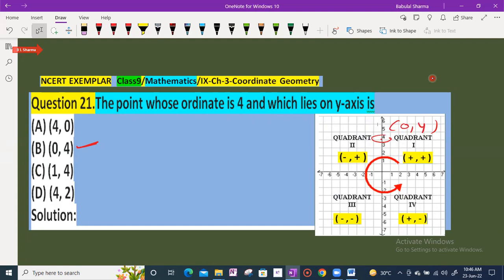Why? Because this point is lying on y-axis, so x coordinate is 0. And the y coordinate of this point is +4, means upside of the x-axis. So the coordinate of this point will be B, 0, 4. That is the B is the correct option here.